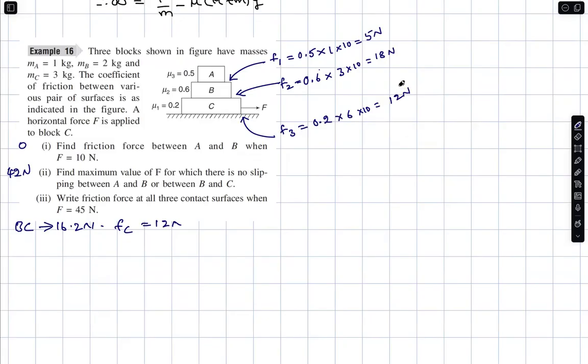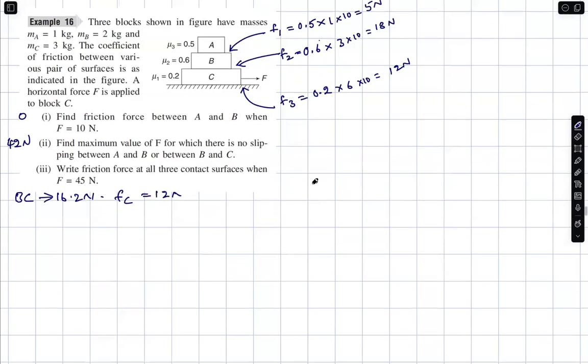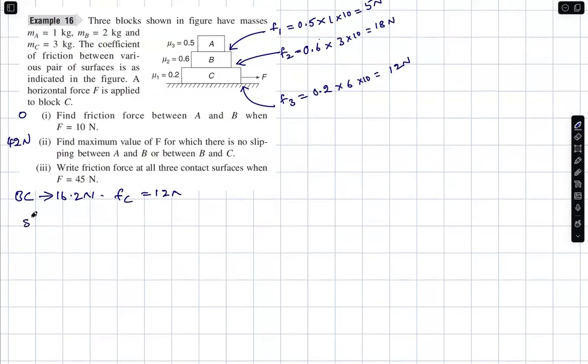Any doubt, boys and girls? Right. Now, whatever the situation is, my steps are common. What is going to be my very first step? Step 1, take the entire system as one single block. A plus B plus C. Now you are applying a force of how much? Find the frictional force between A and B when F is equal to 10 newtons.